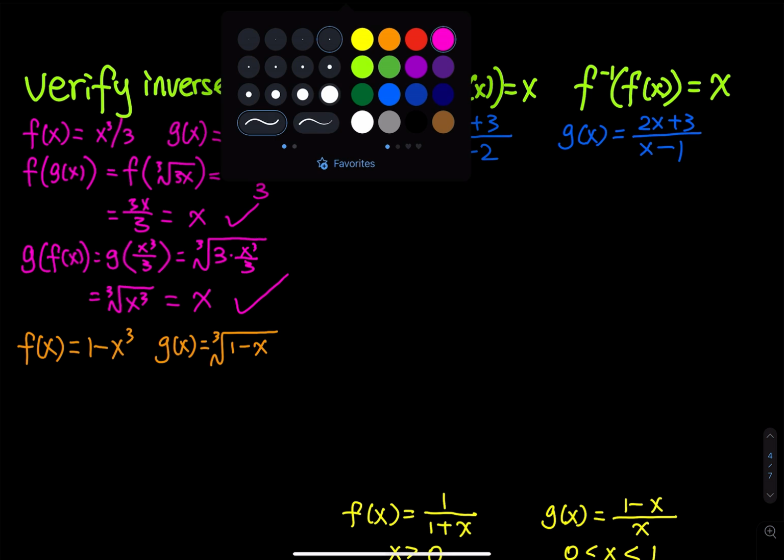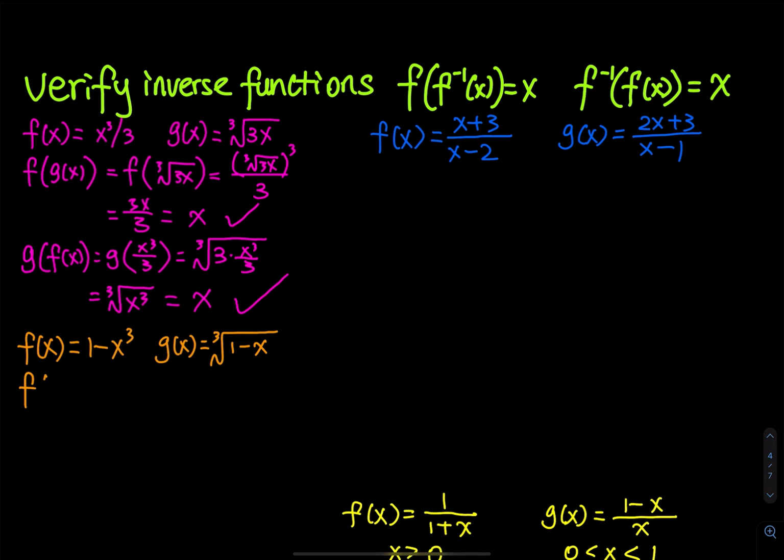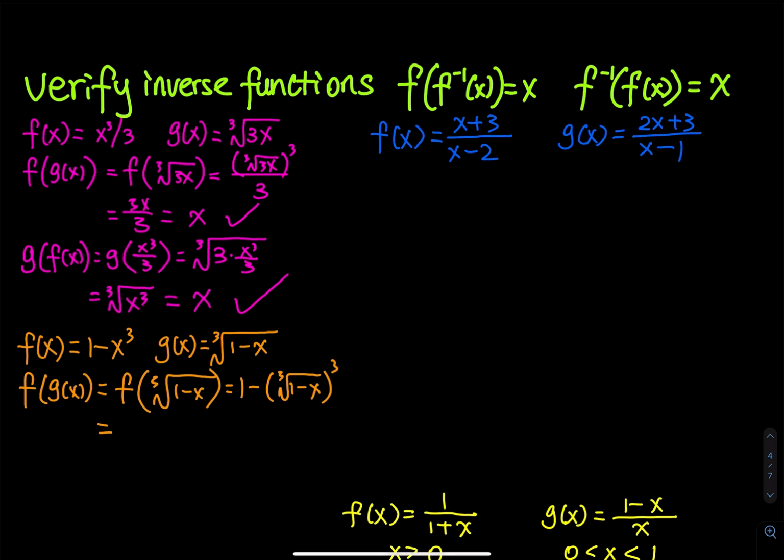Let's do the orange one. And you have to check the f of g of x. So this is f of the cube root of 1 minus x. And f is 1 minus x, to the third power, and the third power has a cube root in there, so everything cancels out perfectly. And then what do you have? You have 1 minus, so 1 minus 1 is cancelled, and you have a positive x.